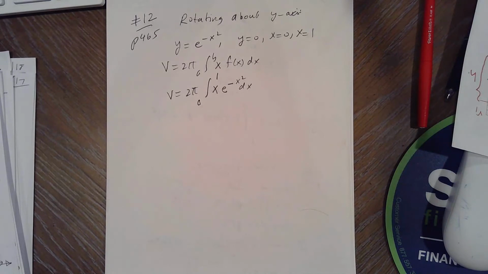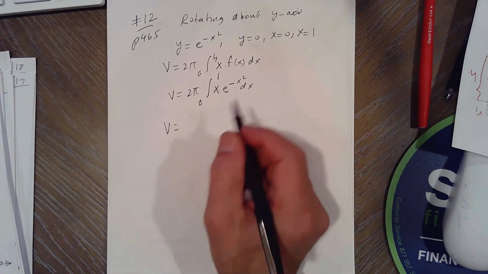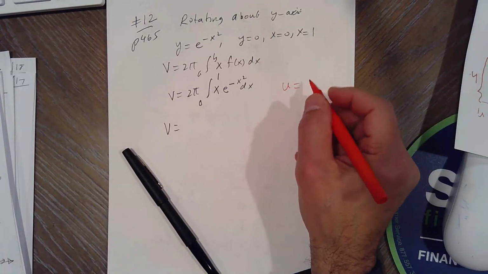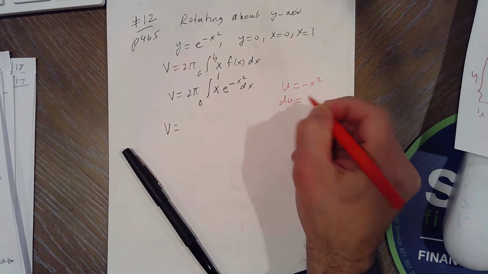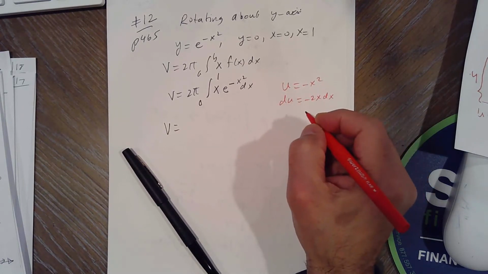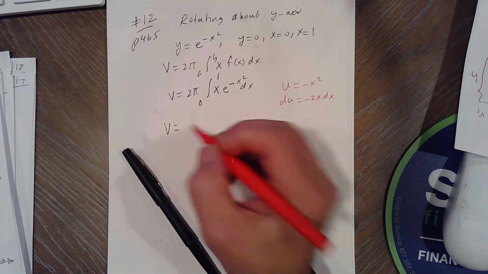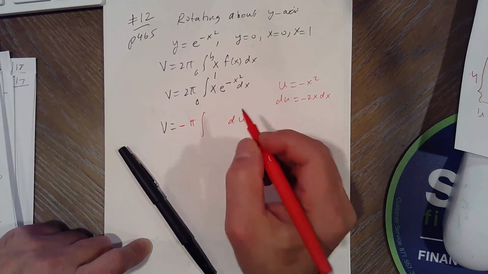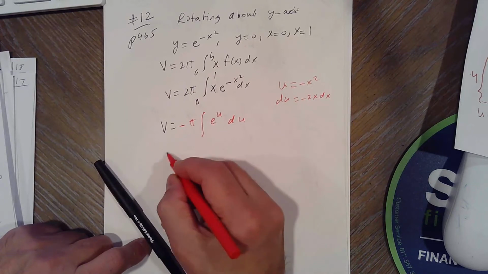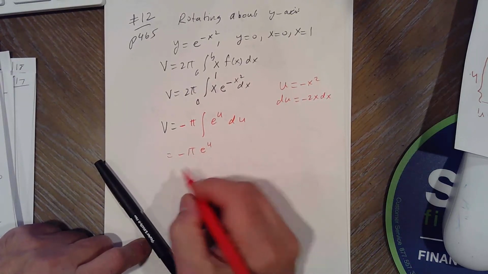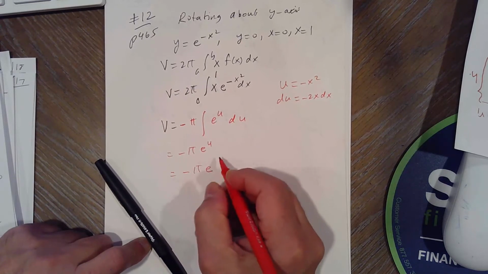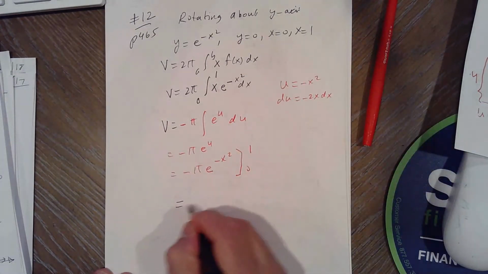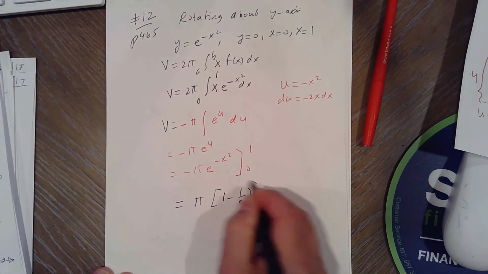And if we integrate, V equals, you can use u substitution, so you let u equal negative x squared, so du is negative 2x dx. So you have 2x dx, you need a negative. Pi integral 2x dx is du, and then e to the u, which is negative pi e to the u, which is negative pi e to the negative x squared from 0 to 1. And that's how you get pi times 1 minus 1 over e.